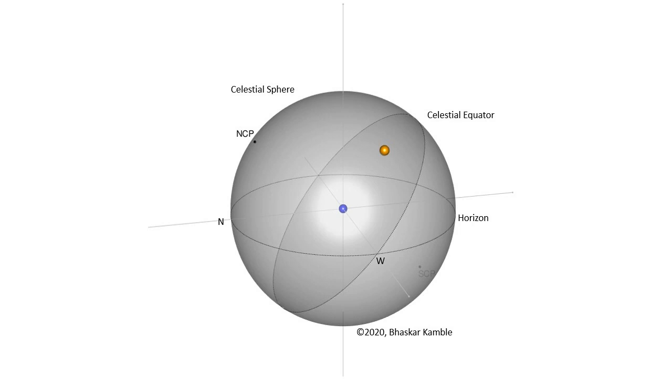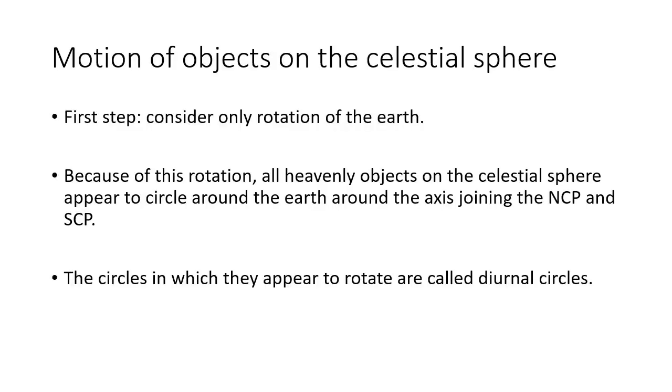Okay, so the next thing to consider is, what does the motion of objects look like on the celestial sphere? Remember that in this system, it is the Earth which is fixed, immobile, and all the other objects move about the Earth on the surface of the sphere. Okay, so what is the first?